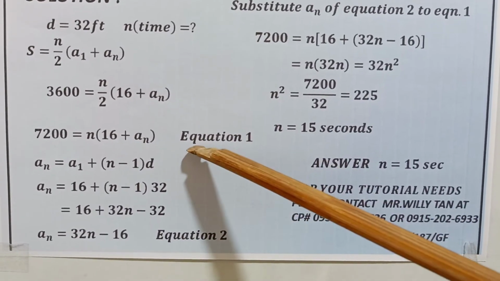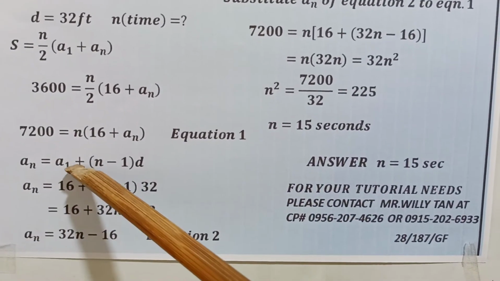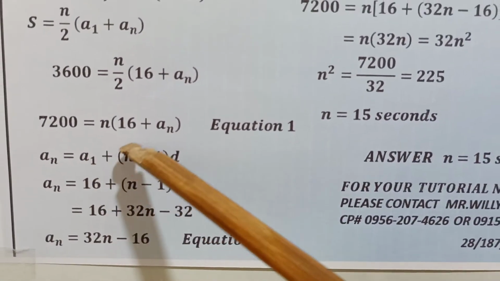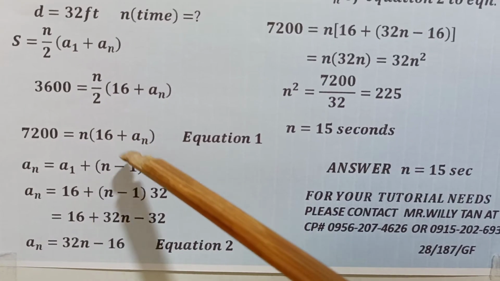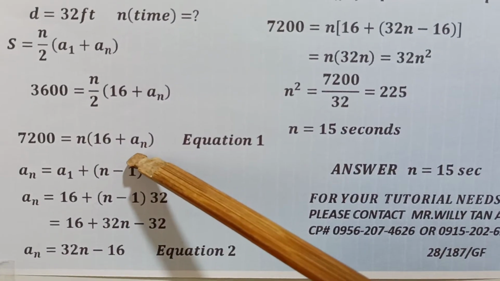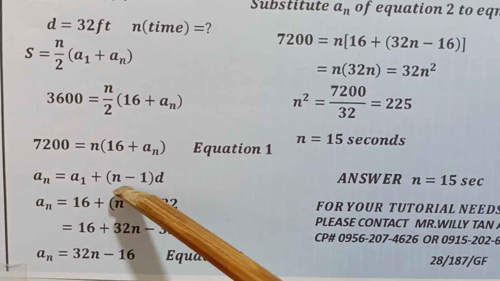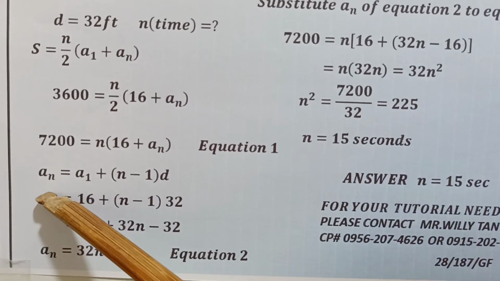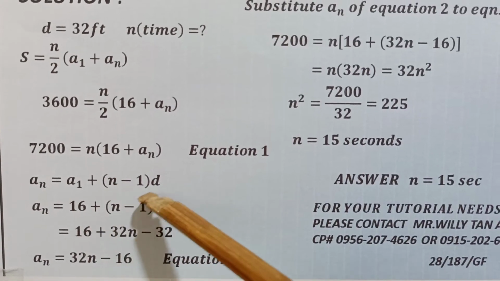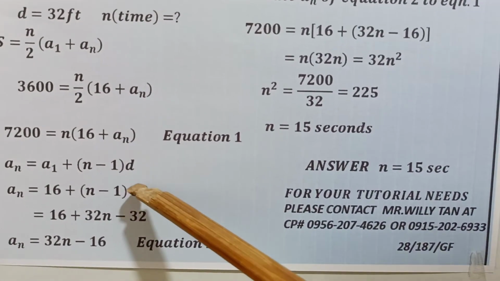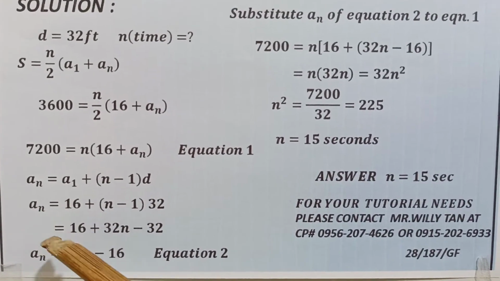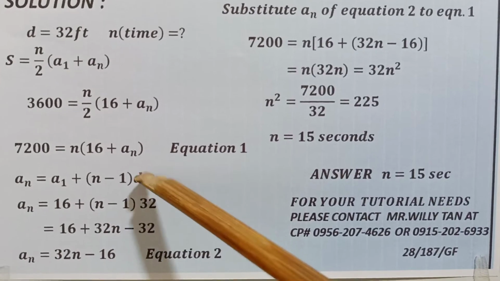So we need another equation because we don't know the value of n, and we also don't know yet the value of a sub n, the last term, when the object reaches the earth. And we're going to use the formula for finding the last term, no? So a sub n is equal to a sub 1 plus the quantity n minus 1 times the arithmetic difference d. So a sub n, which is also unknown, is equal to 16 plus the quantity n minus 1, and the difference is 32.